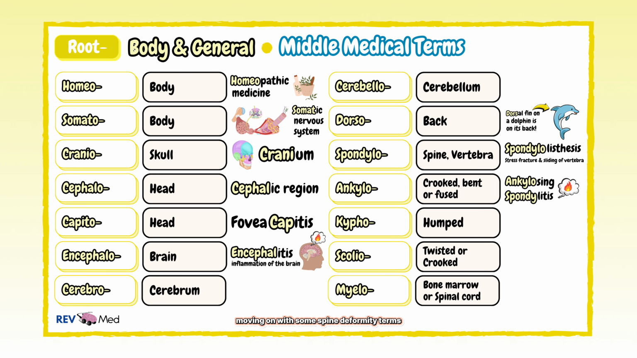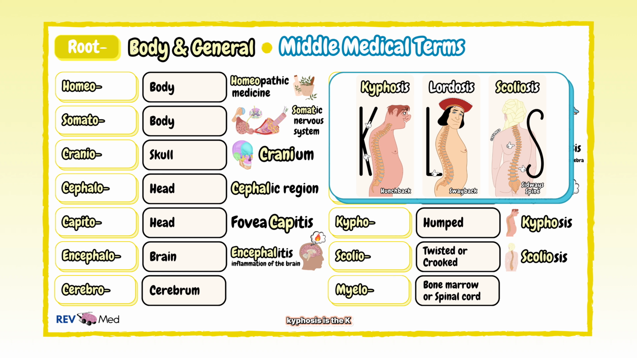Moving on with some spine deformity terms, kypho we have kyphosis, humpback, and scolio is for scoliosis. Kyphosis is the K showing an abnormal anterior curvature of the spine with forward rounding of the upper back. And scoliosis is the S shape, which is an abnormal lateral curvature of the spine, sideways.